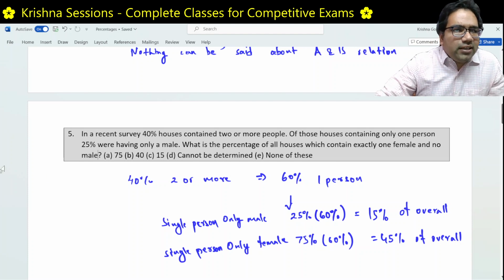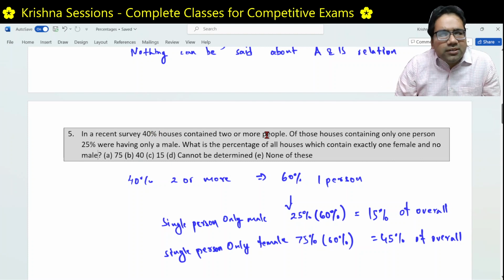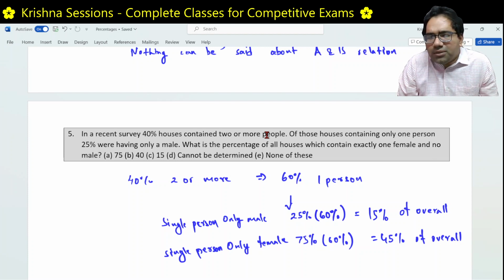So let's read. In a recent survey, 40% houses contain two or more people. What does that mean? 40% is this. That means 60% are all one-person houses only. Right. 40% has got two or more. What about the remaining? The remaining houses will have only one person, right? If zero persons, that is not a house, right? So if there are 100 houses, 40 houses have two or more people, and 60 houses have one person only, right? That is what they are saying.